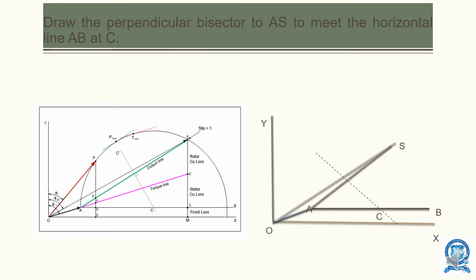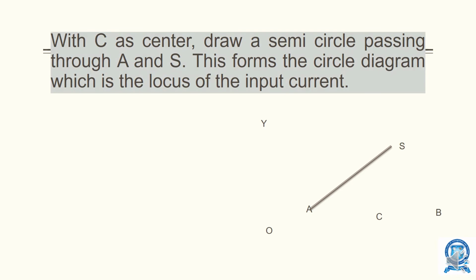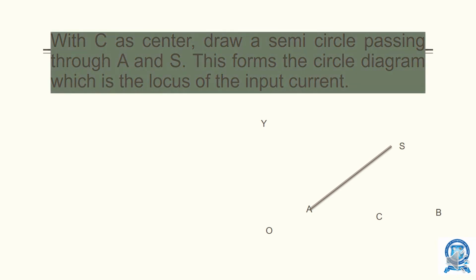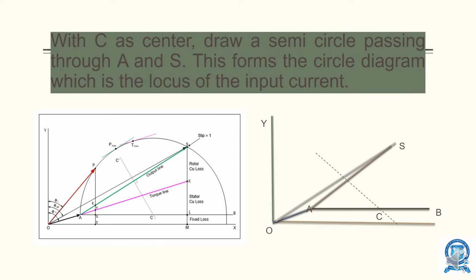I have bisected the line. So with CS as center, draw a semicircle passing through A. So this we have drawn. Now with CS as center, you have to draw a circle that passes through A. The circle always passes through A. If it doesn't pass through A, you have made some mistake and you need to recheck your diagram. So now I have drawn a semicircle which passes through A.